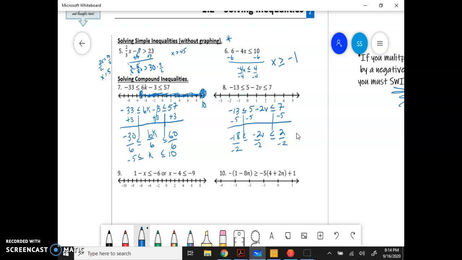Now we get +9, but remember, I always put an asterisk by it because it reminds me to do the note that I mentioned before. So I have to switch the sign. So this now has to become a greater than or equal to symbol. Okay, and then this one also we need to switch as well. All right, -2 divided by -2 is +1, so we got +1v, and +2 divided by -2 is -1. Okay, so there we go.